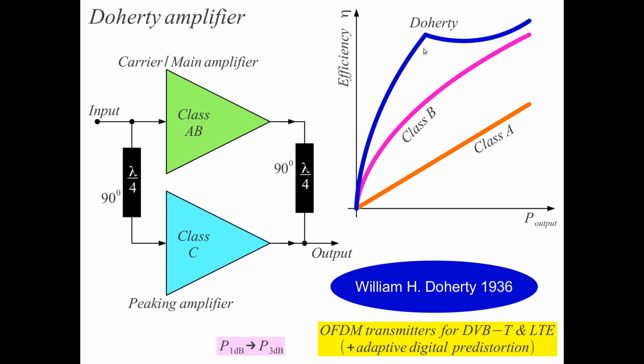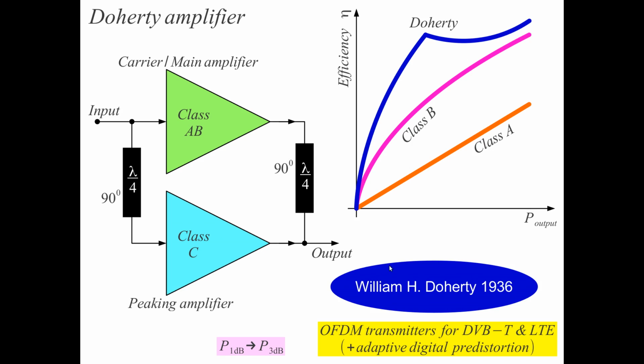And finally, we have Doherty, where we have this very good efficiency of the class AB amplifier for small signals, and then at large signals, the class C takes over, further improving our efficiency. So Doherty can achieve very good efficiency over a broad range of signals. But Doherty has a big problem. William Doherty could adjust his single transmitter built in 1936 for best performance, and this adjustment was quite critical. It required an operator, the transmitter, to have the correct adjustments.